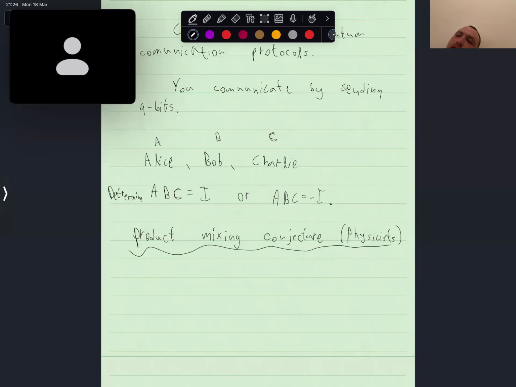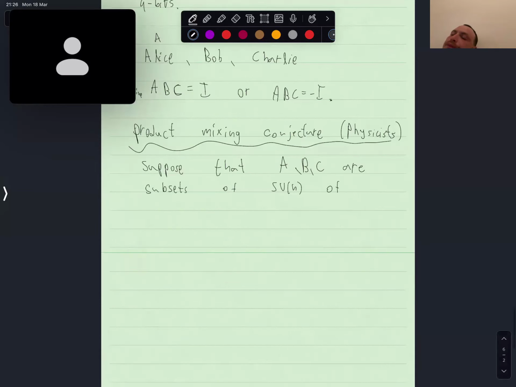So they conjecture the following. Suppose that A, B, and C are subsets of SU(n) of measure at least e to the minus c n to the 1/3, where c is a sufficiently small absolute constant.